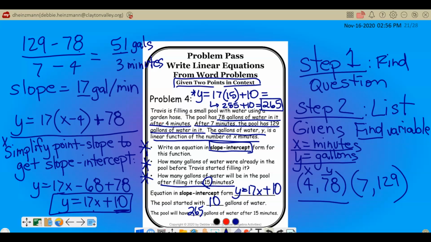So now you see we've gone all the way through. We used our 4-step process. We started with 2 points. We used our slope formula and our point slope, excuse me, forms of a linear equation to simplify to slope intercept, which is what they asked us for. And then we used this equation to answer another question.